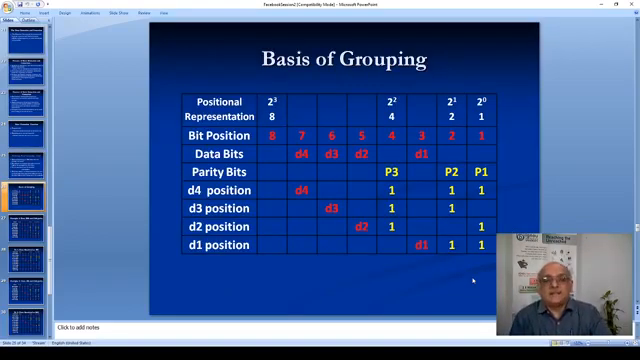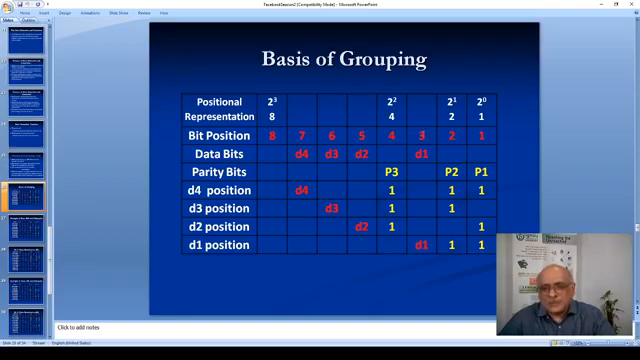Now, what is the best way in the binary system? It is the position system. This is the basis of grouping. So 2 to the power 0 is 1, 2 to the power 1 is 2, 2 to the power 2 is 4, and 2 to the power 3 is 8. Now, this is my bit position 1, this is bit position 2, 3, 4, 5, 6. So this is my complete data, which includes data as well as parity bits. So suppose my data bit is at location 3. On which parity can it cause error? Parity 2 and parity 1.